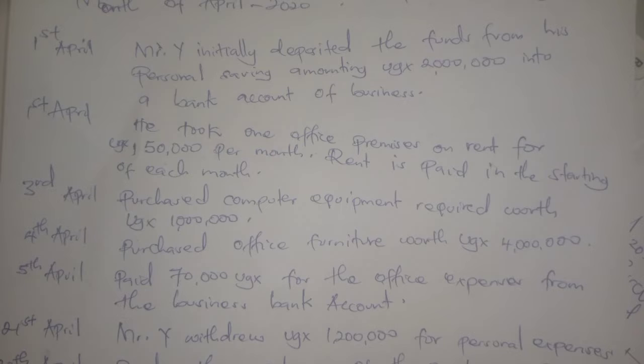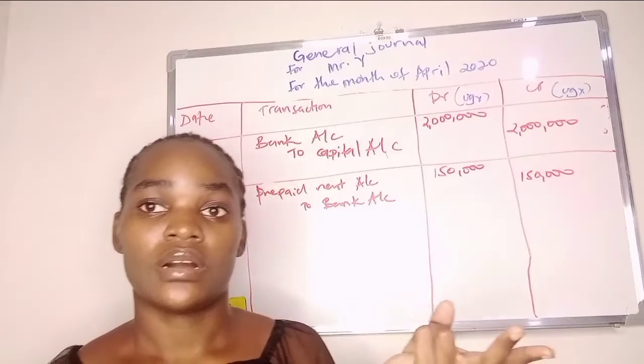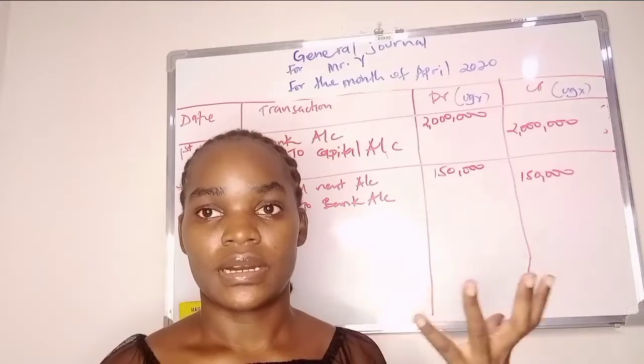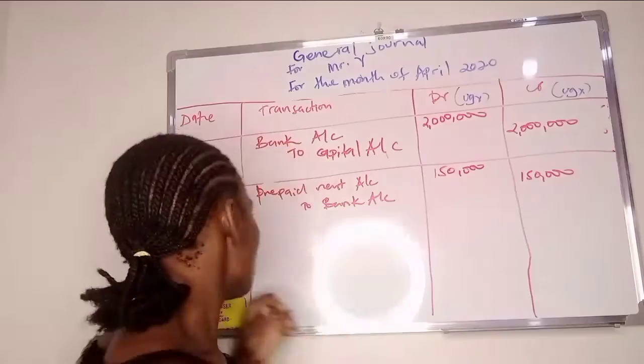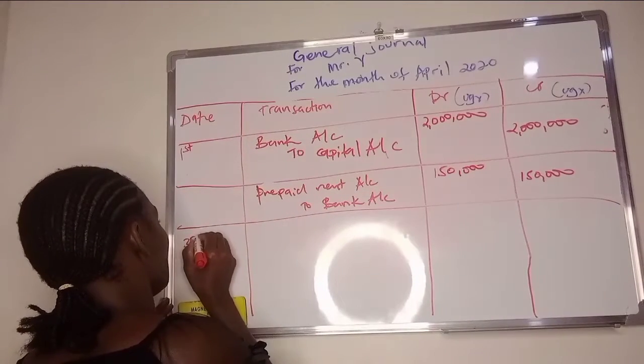Then the third transaction is purchased a computer equipment. On 3rd April, purchased a computer equipment that was worth 1 million. So here we are purchasing an asset worth 1 million. So assets are increasing. So we shall debit the computer account and then we shall credit bank since we are paying it using money.